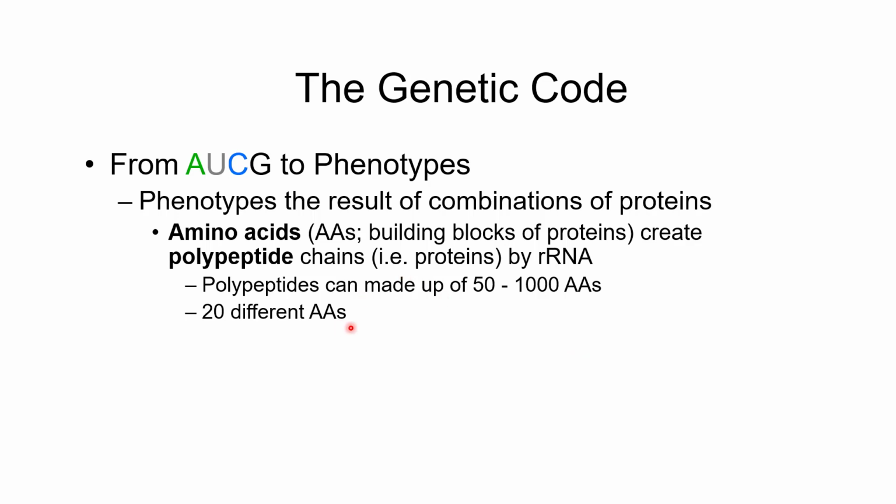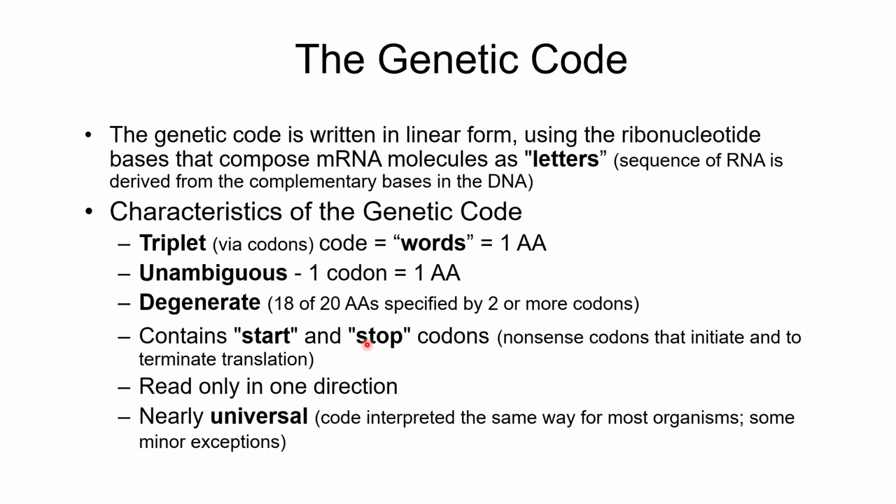Okay, polypeptides can be made up of from just a handful of amino acids to maybe as many as 1,000 different amino acids. But there's only 20 different amino acids. Now the genetic code is written in a linear form, and it uses ribonucleotide bases that comprise our mRNAs as the letters.